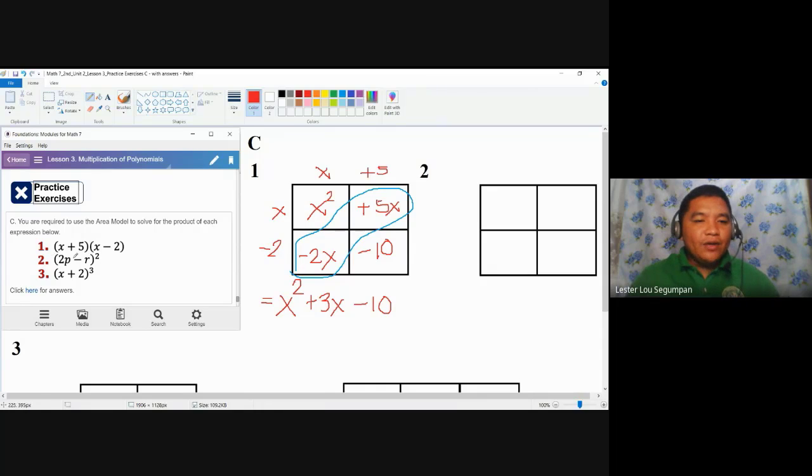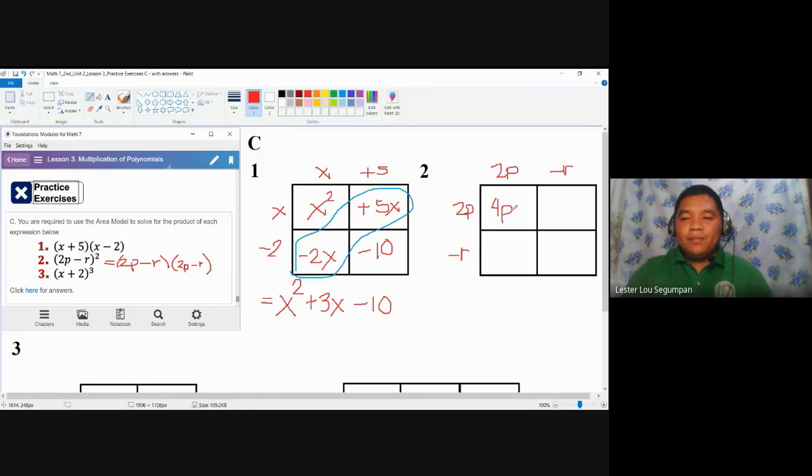For number two, we have 2p minus r, and then we have the square of it. So again, this is actually 2p minus r times 2p minus r, meaning they are two binomials, 2p minus r, multiplied to each other. Let me write here 2p and then minus r, and you have here 2p minus r. The negative sign or the subtraction symbol again will be taken charge by the second term, which is the r. And then multiply to complete the grids. 2 times 2 is 4.